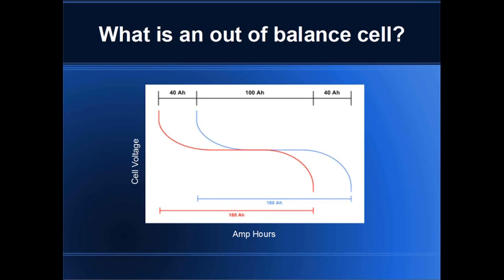So what you would want to do in this example is either remove energy from the blue cell, add energy to the red cell, or transfer energy from the blue cell to the red cell. And then the goal would be to shift these over so that they line up, and then you would be able to access all 180 amp hours in this example.